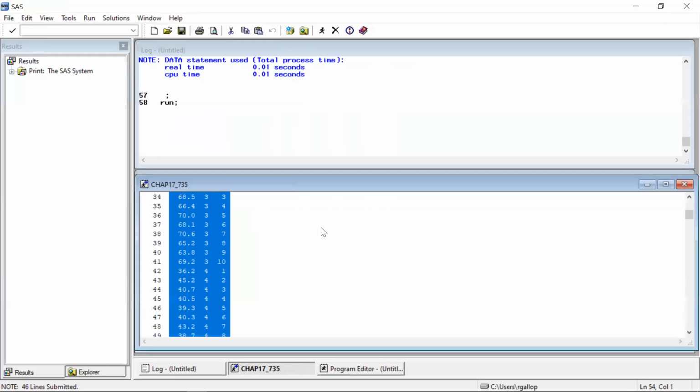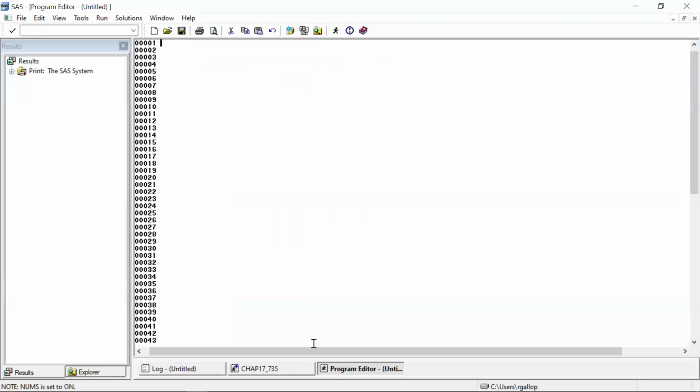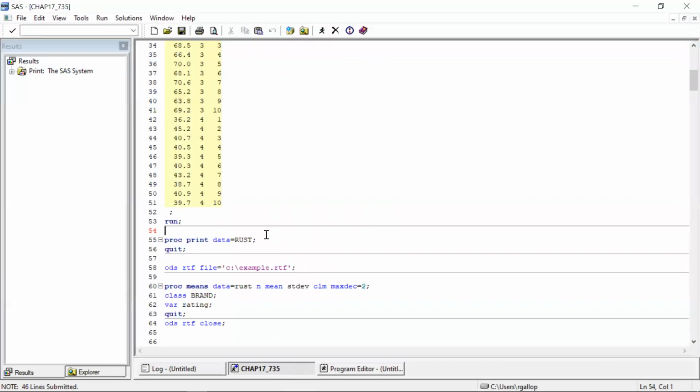So let me go ahead and load the data. So here's my data. As you see, it's 40 observations, 3 variables. If I go real quick, I'll print it out.